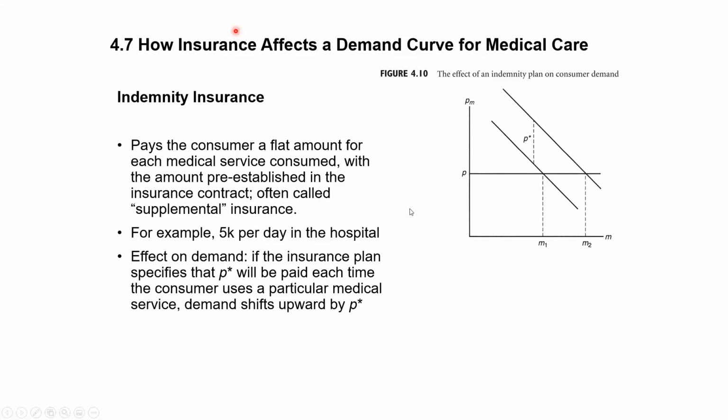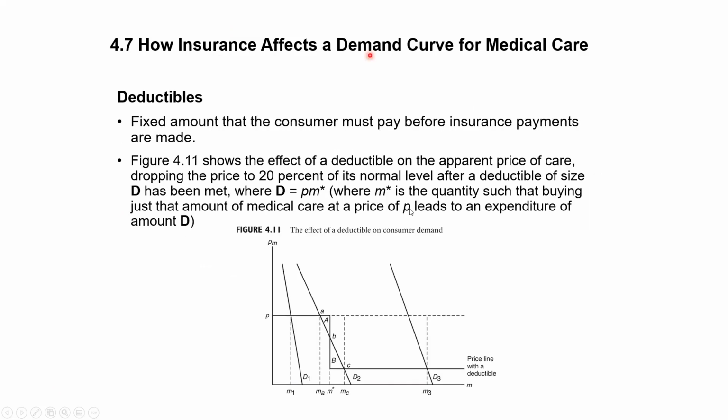Deductibles are also a very common feature in many insurance plans. However, indemnity insurance is not as popular as other types of insurance structures. Deductibles are a fixed amount of money that the consumer must pay before insurance payments are made. So the effect of a deductible on the demand curve is quite complicated and depends on the degree and severity of the illness in relation to the size of the deductible.